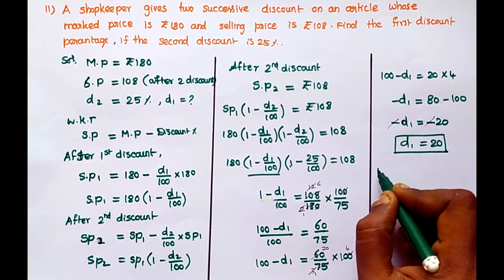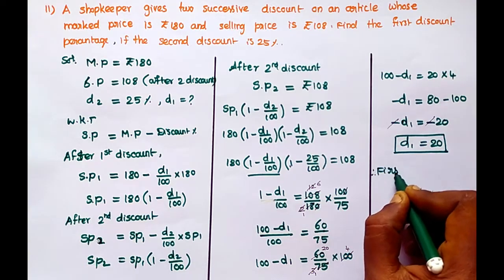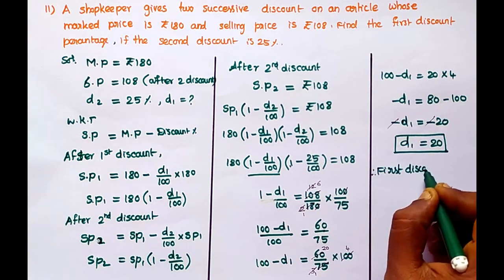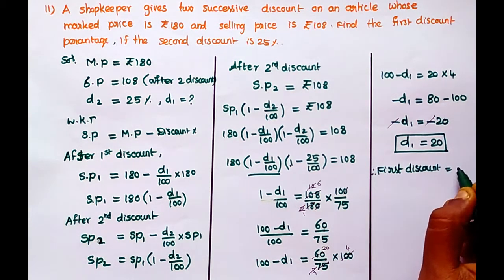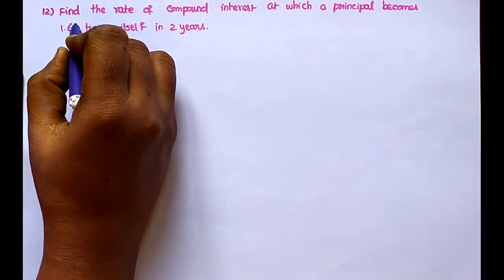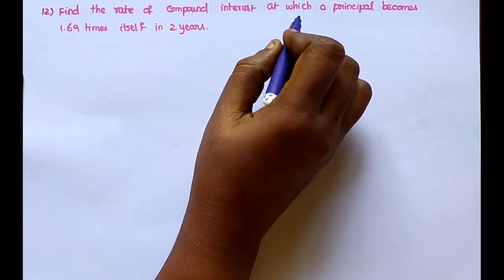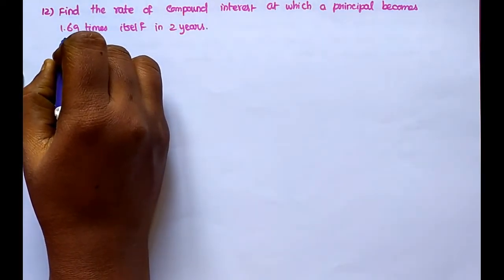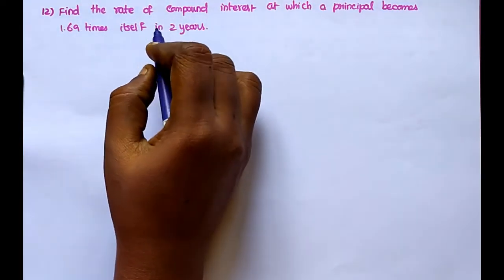So first discount, therefore first discount is 20%. That is the answer. 12th sum: find the rate of compound interest at which a principal becomes 1.69 times itself in 2 years.